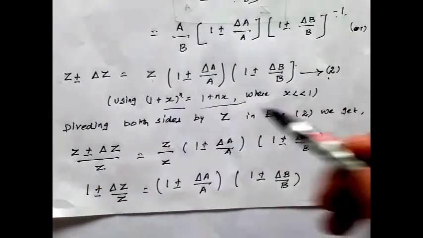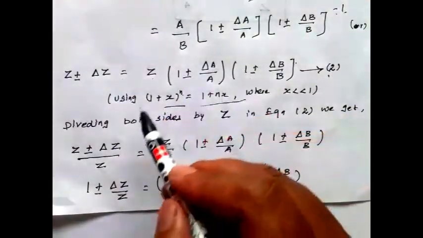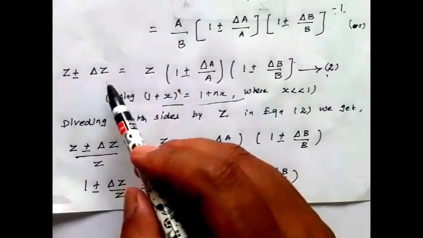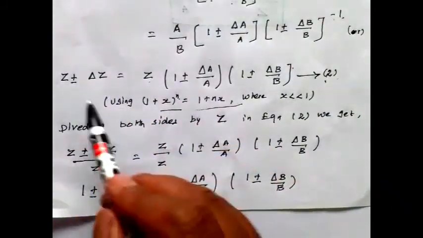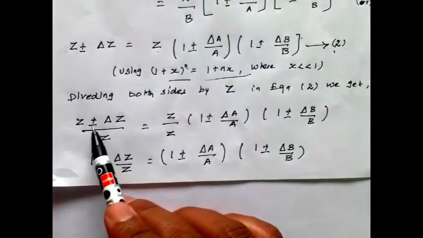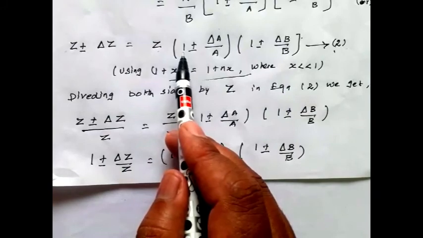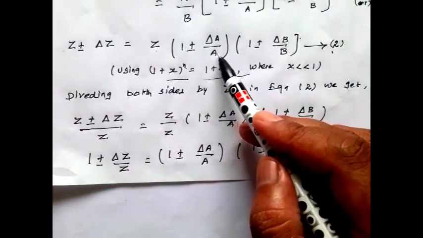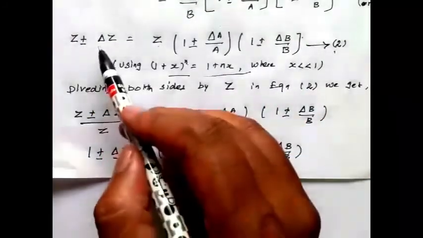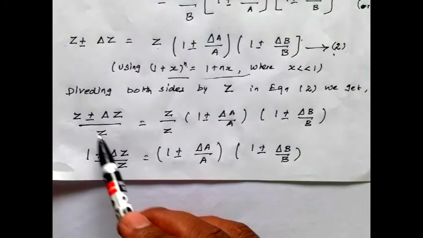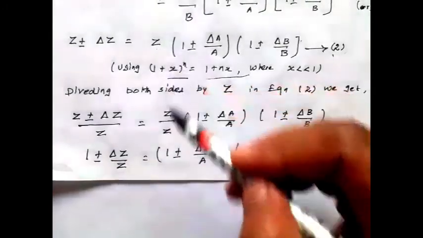Next, further we can simplify this equation number 2. We are using another simplification method, dividing by z on both sides. z ஐ எடுத்து equation உடைய left and right sideல divide பண்ணுறோம். அப்போ இங்கே பார்த்தீங்கன்னா தெரியும், equation number 2, that is z plus or minus del z is equal to z into 1 plus or minus del a by a into 1 plus or minus del b by b. அப்போ z ஆல் டிவைட் பண்ணிங்கன்னா see that expression, z plus or minus del z by z will be equal to z by z.